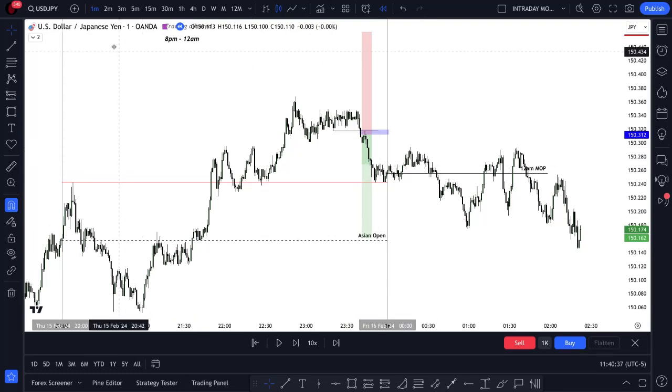You don't even have to use UJ. You could use AJ if you want. You could use Swiss J if you want. CAD J, GJ, AJ, EJ. You could use all the other yen crosses. Or you can even use some of the majors. I don't highly recommend it, but from time to time, you'll see that the same model does produce in other pairs, not just the yen crosses. I recommend the yen crosses because it makes sense logically that the yen is going to be more volatile during the Asian session.